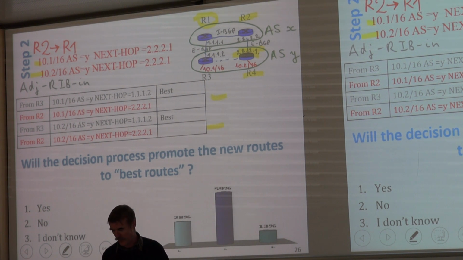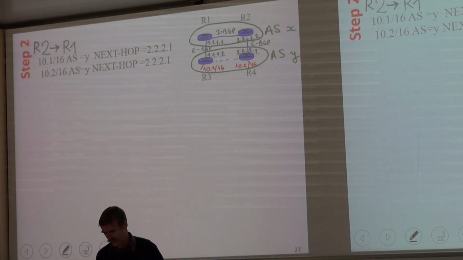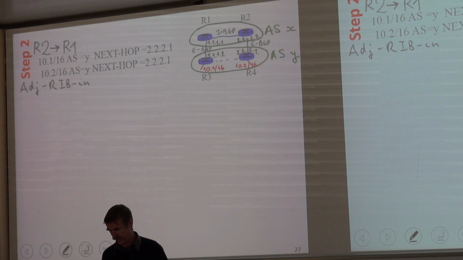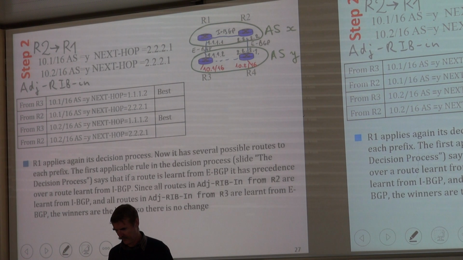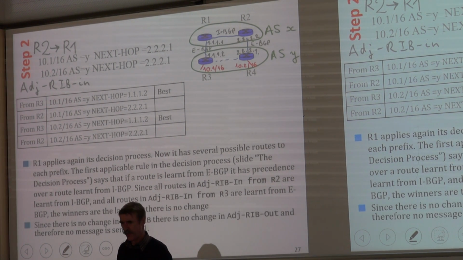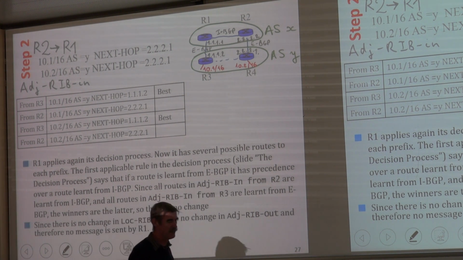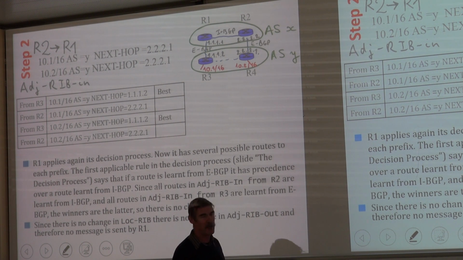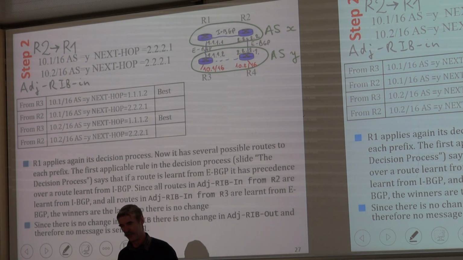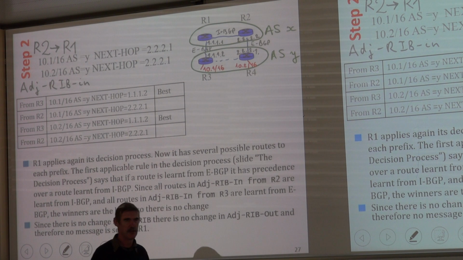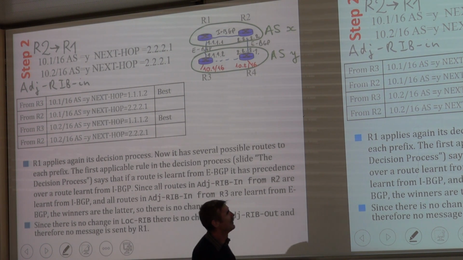And the correct answer is no. Why not? Well, because now we truly have to take a decision, so we have competing routes. Which one should we take? If we look at the newest, we apply the decision process. So what does the decision process do? First look whether there is weight or local pref. There is none.